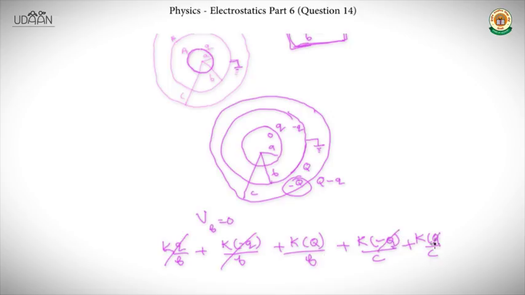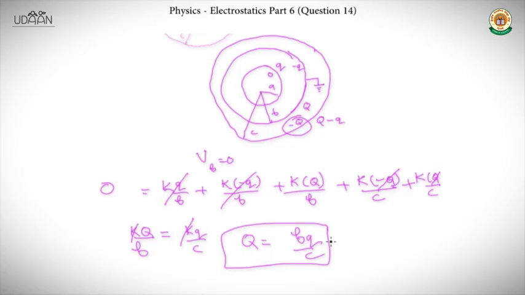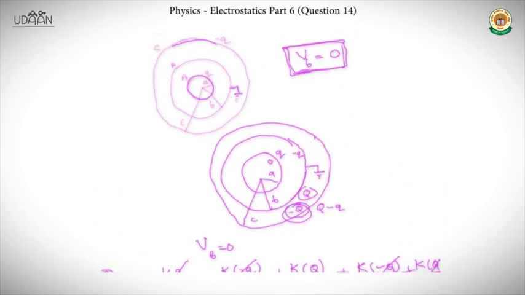This and this cancel out, and remember this is equal to 0. Which leaves us with Kq by B is equal to KQ by C. So K can be cancelled out, and q is equal to B into Q by C. So we have found the value of small q in terms of capital Q. Using this we can find the charges induced on all surfaces. That solves the problem.